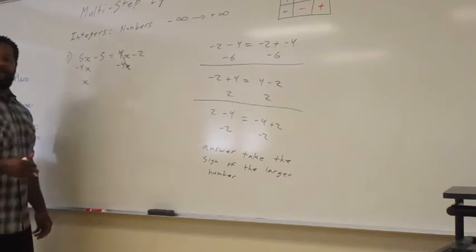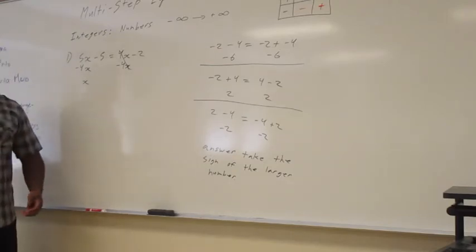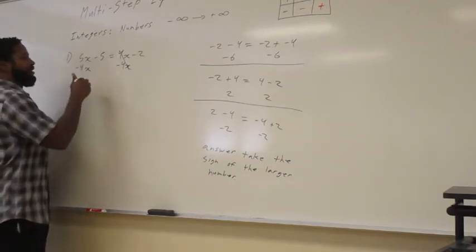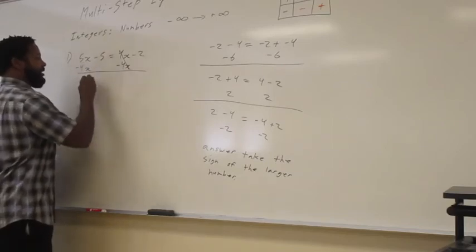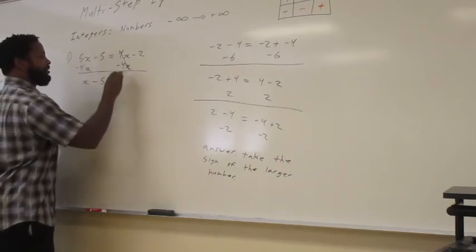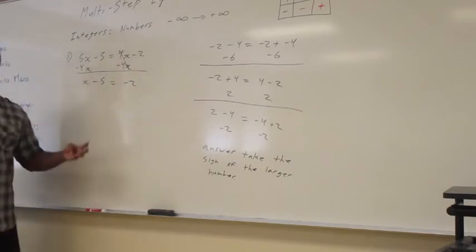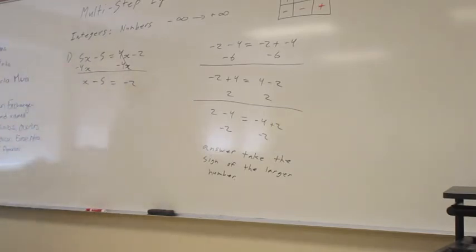Well, x times 1 is x, so it doesn't matter. So, we bring down everything else. X minus 5 is equal to a negative 2. Correct. Now we're back in the place where we were from numbers 1 and 2.